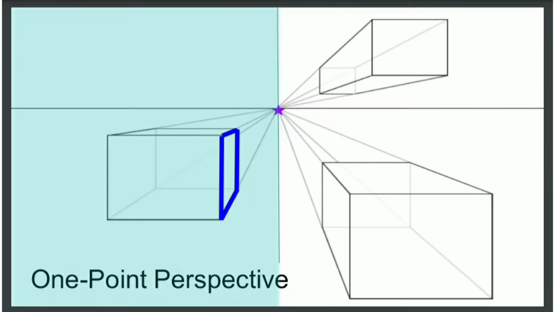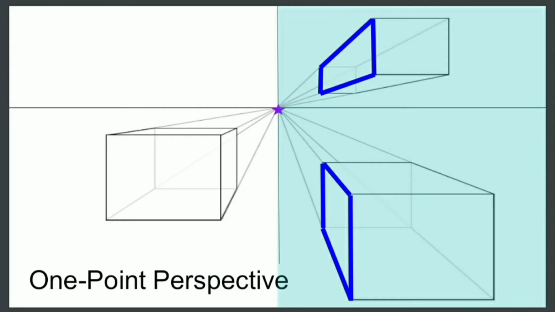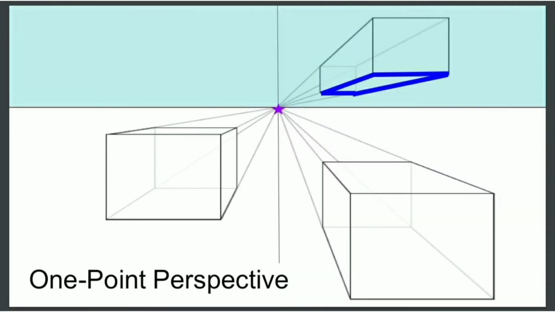If something is to the left side of the vanishing point, notice that we can see the right side of the object. Now, if something is on the right side of the vanishing point, you can see that we now see the left side of the object, which I have highlighted in blue.